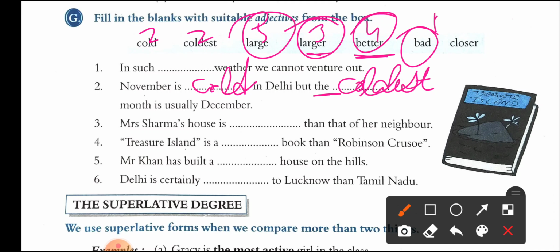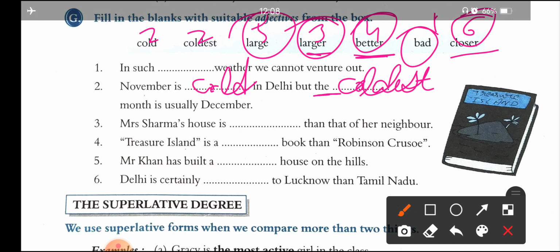Delhi is certainly dash to Lucknow than Tamil Nadu. It is what? Only one we have, obviously, and Delhi is certainly closer to Lucknow than Tamil Nadu. So we are comparing two things here. So closer is the right answer. I hope you did the exercise in your book.